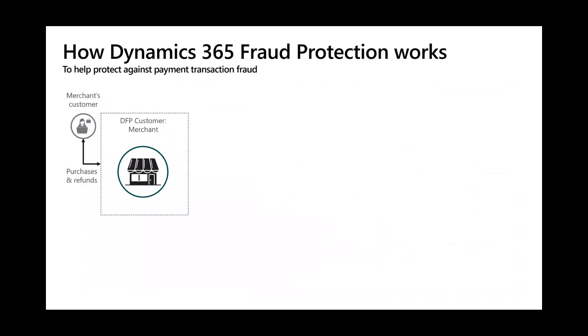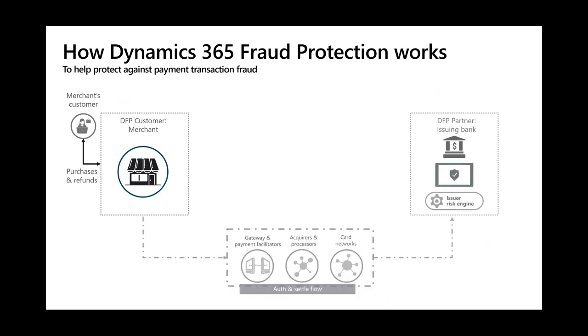Now, let's talk a little bit about the architecture behind the product. On the left-hand side, you can see that you have your merchant and your merchant's customer. A customer comes and buys stuff online, and that transaction goes down the same auth and settle flow. It goes to the gateway, the payment facilitator. From there, it goes to the acquirer, the processor, then to the card network, Visa, Amex, MasterCard, and then it goes to the bank. The bank makes its decision and then passes it back.